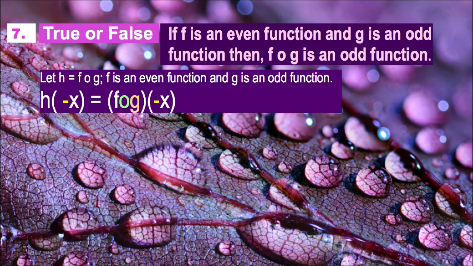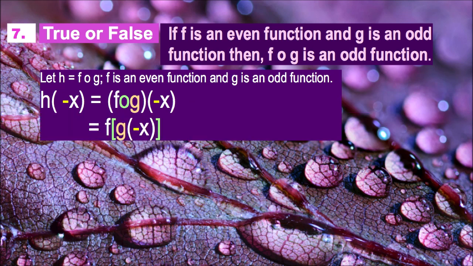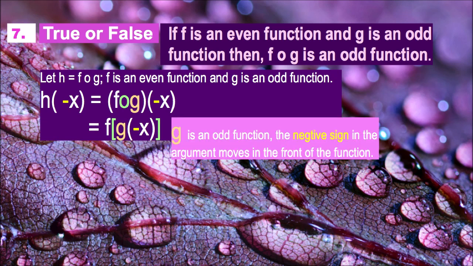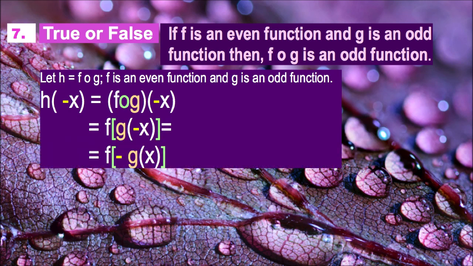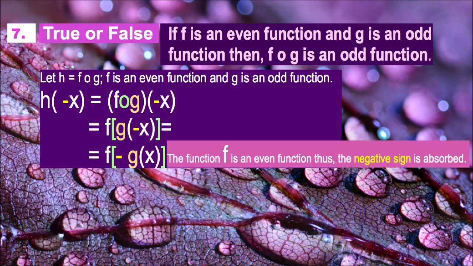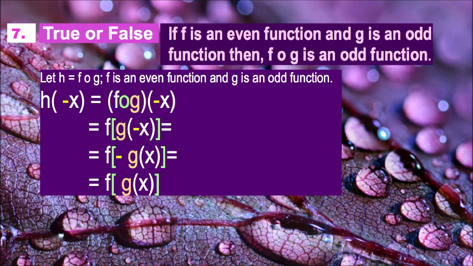H of negative x equals f composed with g of negative x. Apply the definition of composition. Equals f open bracket g of negative x close bracket. G is an odd function. The negative sign in the argument moves in front of the function, which equals f of open bracket negative g of x close bracket. The function f is an even function, thus the negative sign is absorbed, obtaining f open bracket g of x close bracket.